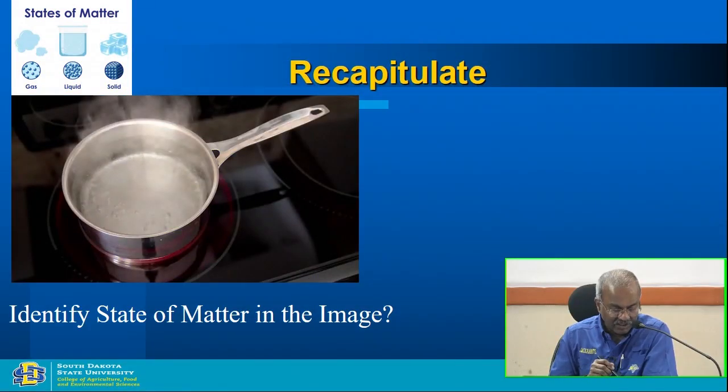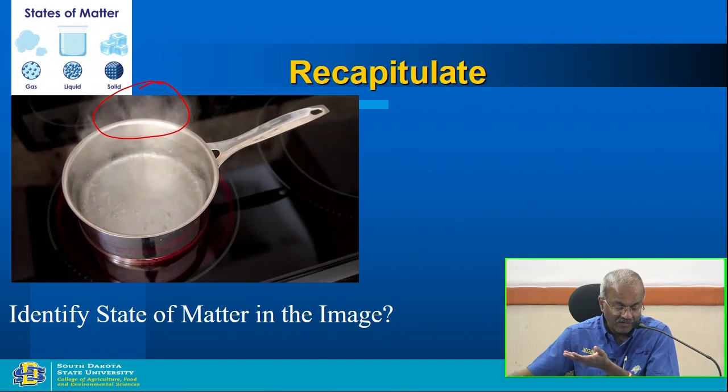Let's identify the state of matter in this image. Let's say you are boiling the water. Liquid is in the bottom, and then you get vapor. So this is also flowing, and even water is also flowing there inside, right? That's a fluid flow. And that's the way you can understand the viscosity also.